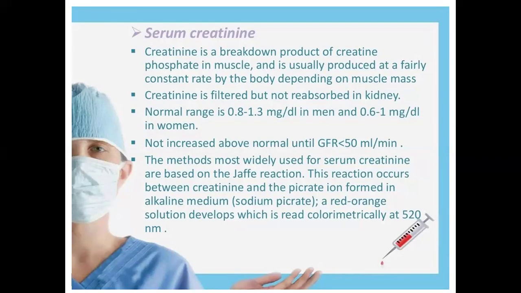Creatinine is a breakdown product of creatine phosphate in muscles and is usually produced at a fairly constant rate by the body depending on muscle mass. Creatinine is filtered but not reabsorbed. The normal range is between 0.6 or 0.8 to 1.3 milligrams per deciliter in males and 0.6 to 1 milligram per deciliter in women. It is not increased above normal until glomerular filtration rate is less than 50 ml per minute.